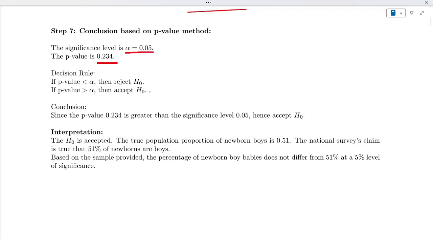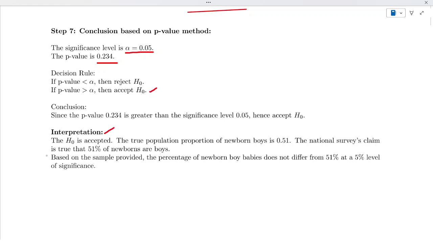Here we can see this line is getting executed. So based on both the methods, the p-value method and the critical value method, we have arrived at the same conclusion: accept H naught, the null hypothesis. Now we have to understand the interpretation of this conclusion. Here, the null hypothesis is accepted. The true population proportion of newborn boys is 0.51.